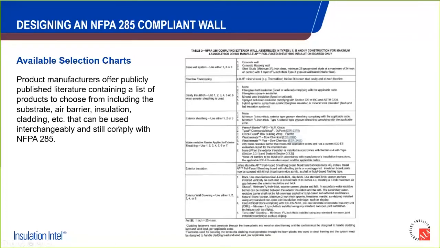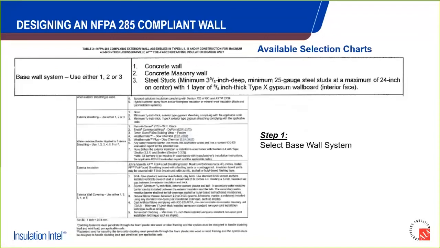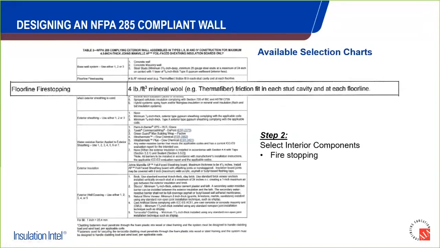I'm still looking, and I will let you all know if there is some sort of aggregator website which has these assemblies here. But as it stands right now, these are really fairly product and manufacturer specific. So this begins with step one, selecting that base wall system. Here we have the option for concrete masonry or steel stud, all non-combustible structural systems. And then fire stopping. What is the fire stopping element to use?